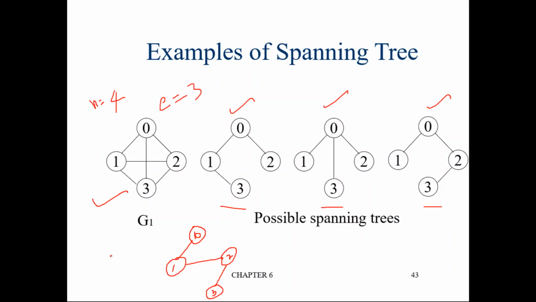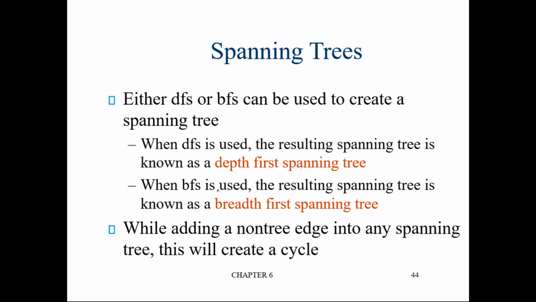Right? Okay. Now as we have already discussed, the spanning tree can be created either by performing a depth first search or by performing a breadth first search. If the spanning tree is created by performing a depth first search, then that is called a depth first spanning tree. And if the spanning tree is created by performing a breadth first search, then that is called a breadth first spanning tree. Okay. So when you create a spanning tree, it will have n minus 1 edges.